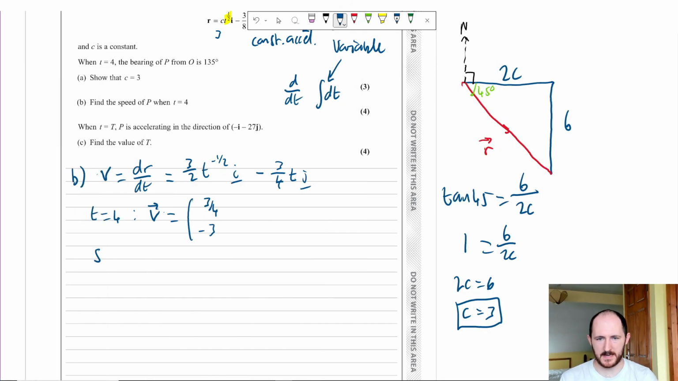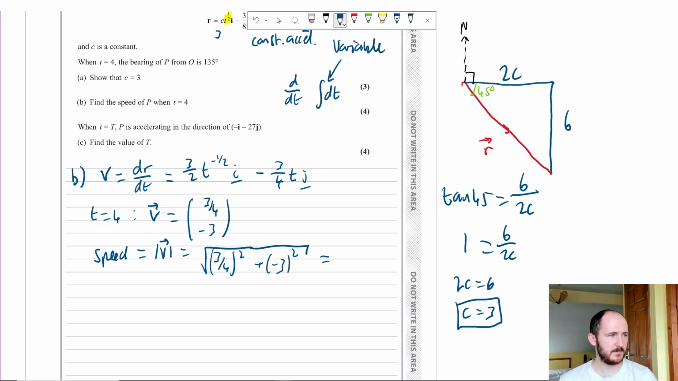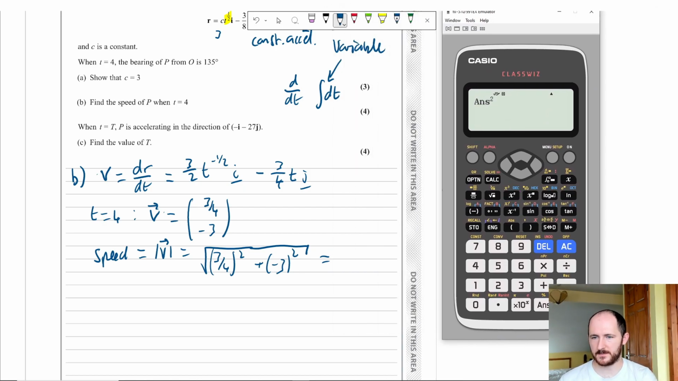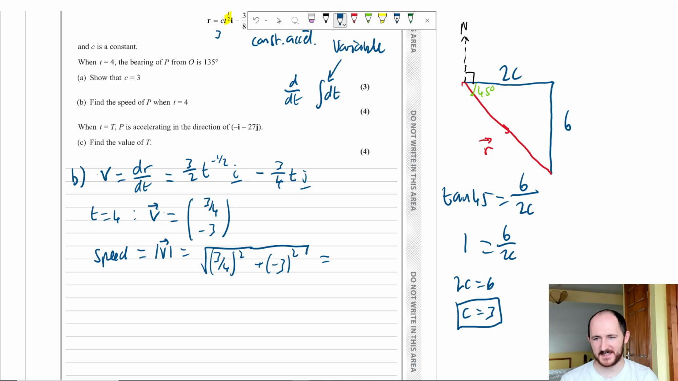So again, the speed, and I'll make it very clear that I'm working out a speed, just so the examiner has no excuse to deduct me marks, equals the square root of 3/4 squared plus minus 3 squared. And again, technically you should do this without a calculator, but what they don't know can't hurt them, right? For the sake of that, I would probably leave it as a surd. So we have 3 root 17 over 4 meters per second.